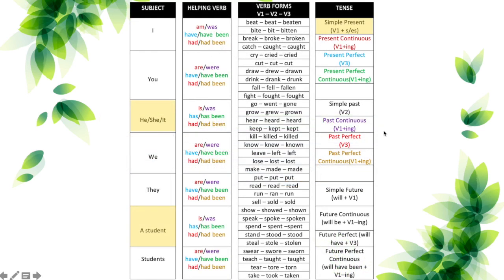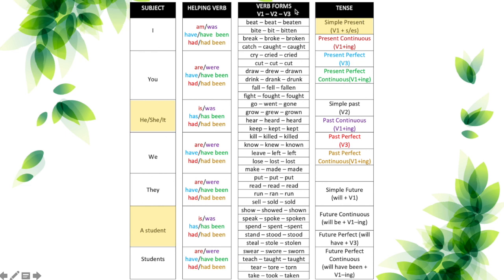In the chart, you have to know a couple of things. The first column that you see, these are the subjects in English. As I told you, it is first person singular, second person singular and plural, third person singular here, first person plural, third person plural, a third person singular as a separate noun, and a third person plural as a separate noun. These are the subjects. In the very last column, you can see the tenses. You have simple present, present continuous, present perfect, and so on. You might have watched in the previous video that we have 12 types of tenses and what it means. So here are all the tenses.